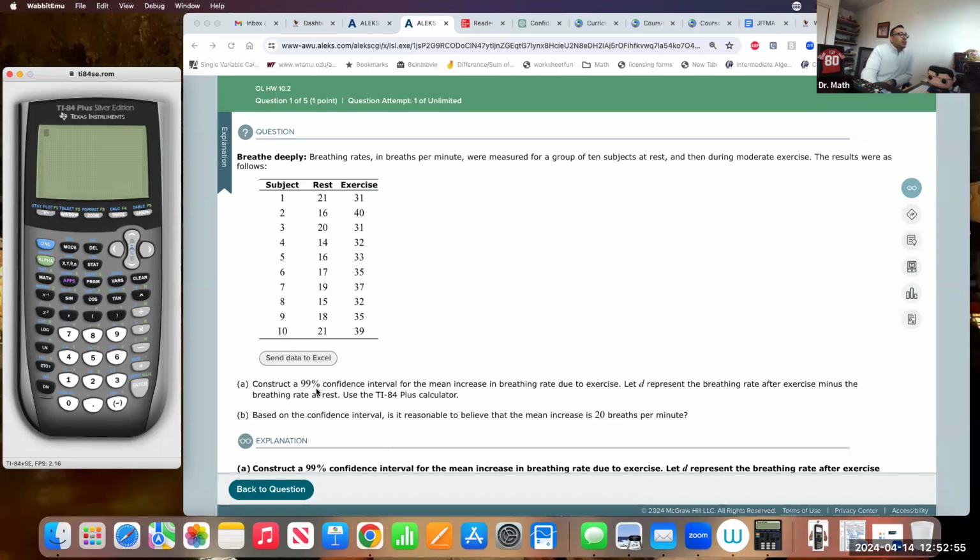They want us to construct a 99% confidence interval for the mean increase in breathing rates due to exercise. So let D represent the breathing rate after exercise minus the breathing rate at rest. We're going to do this list minus this list. It doesn't matter where you put L1 and L2, as long as when you do the subtraction, if they give you instructions like they do here, you put this list minus this list. So let's plug all this in.